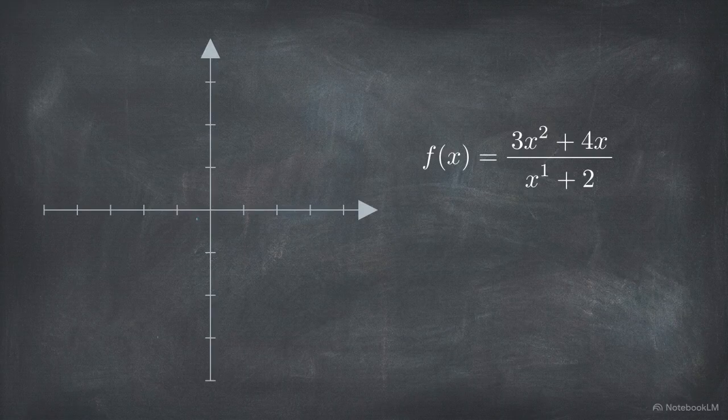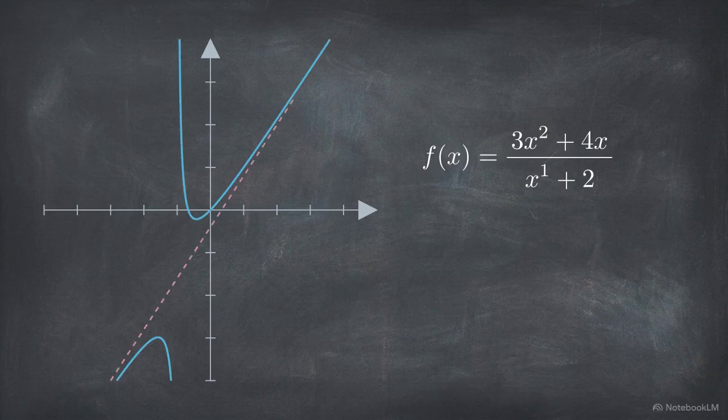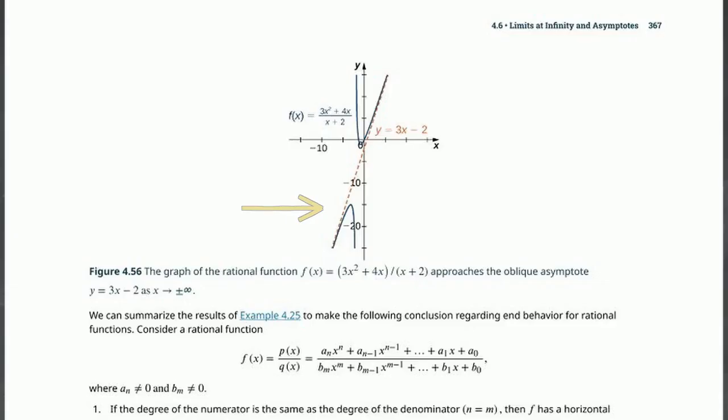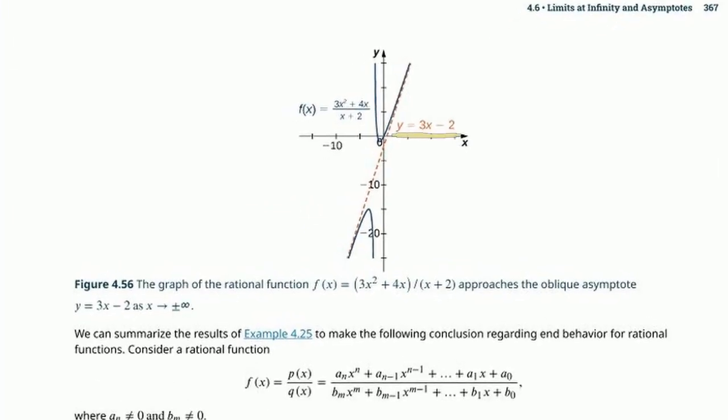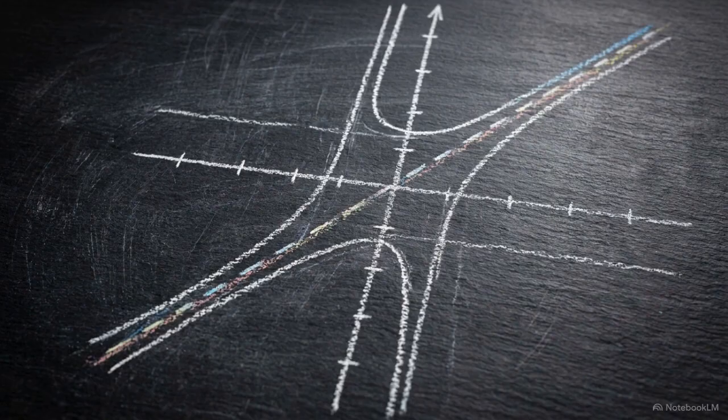You might notice that top-heavy functions don't just move randomly. They often follow a nearly straight path. This happens when the numerator's degree is exactly 1 higher than the denominator's. This chart shows the curve hugging a slanted line. For large values of x, the function acts like a linear equation, creating what we call an oblique asymptote. Identifying these patterns provides the structural guidance needed to accurately sketch functions that grow without bound.